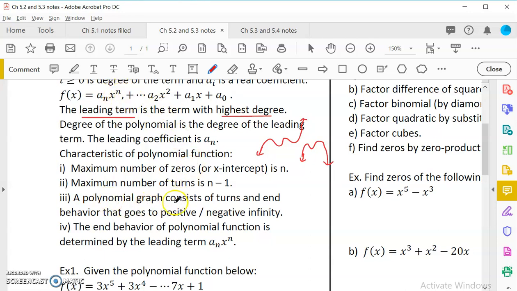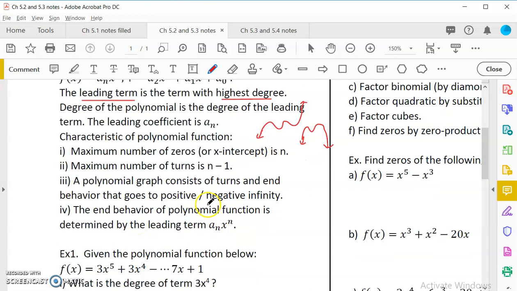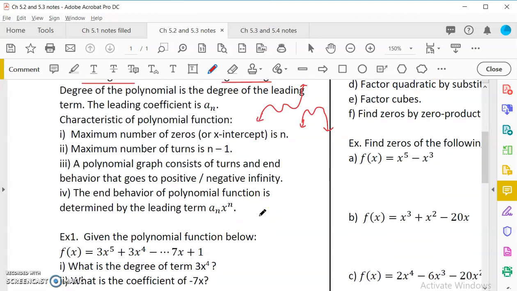So a polynomial graph always consists of turns and also end behavior that goes to infinity. They would not flatten out. It would always go to infinity or negative infinity depending on the leading term. So the end behavior of the polynomial function is determined solely by the leading term, a sub n, x to the n. The leading term is the one with the highest degree.